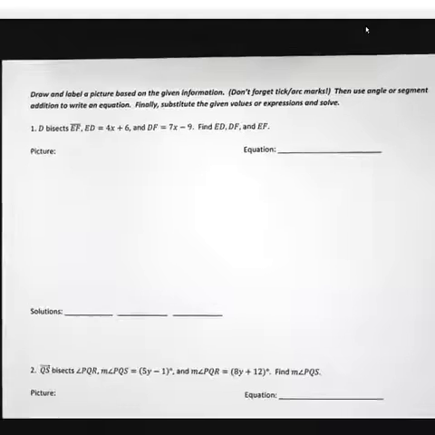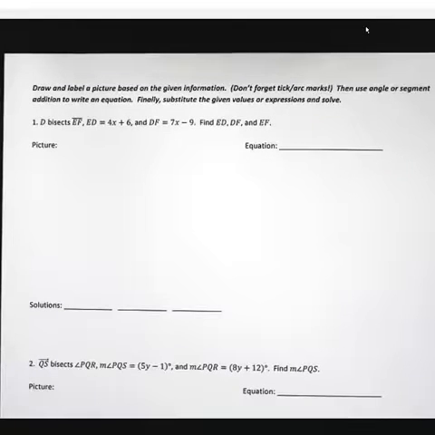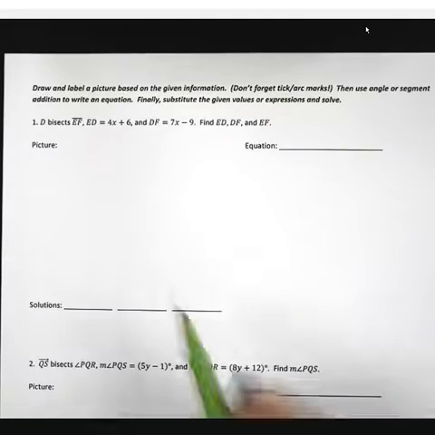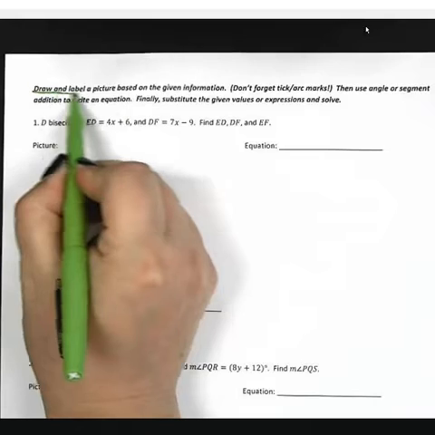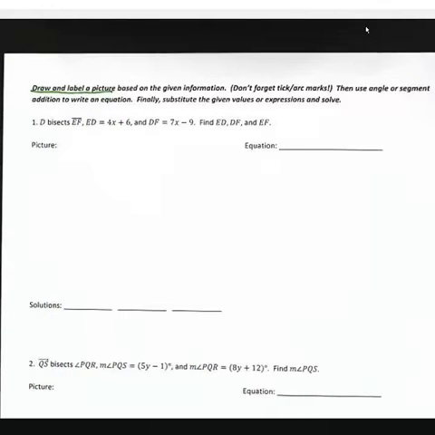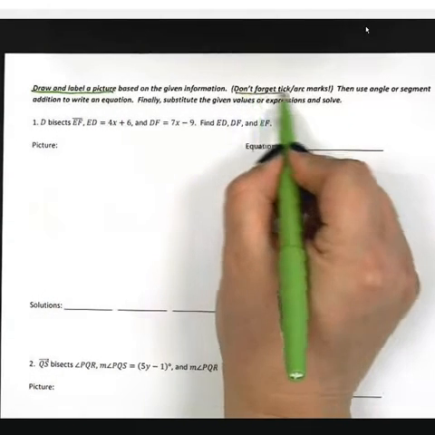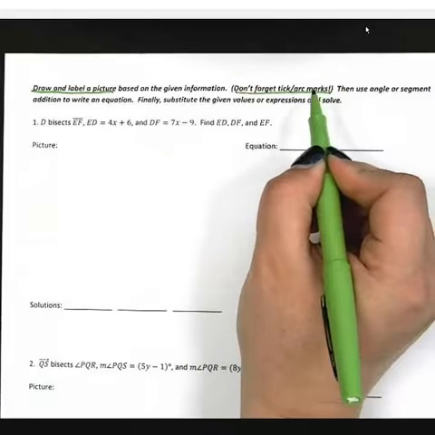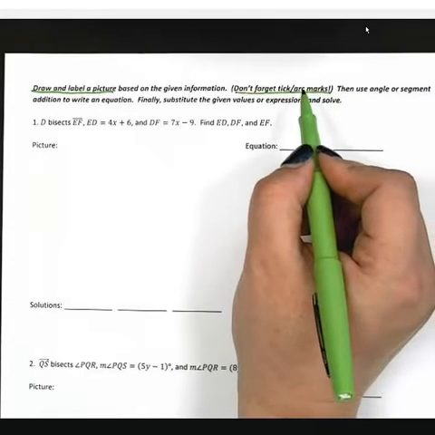Very similar to section 1.5, you have to read directions here, guys. I know it's not your thing sometimes, but I'm trying to get you in the habit, all right? The first thing we're going to do is draw and label the picture. And I even reminded you, don't forget tick or arc marks. So if you read the directions, I even give you hints in there.